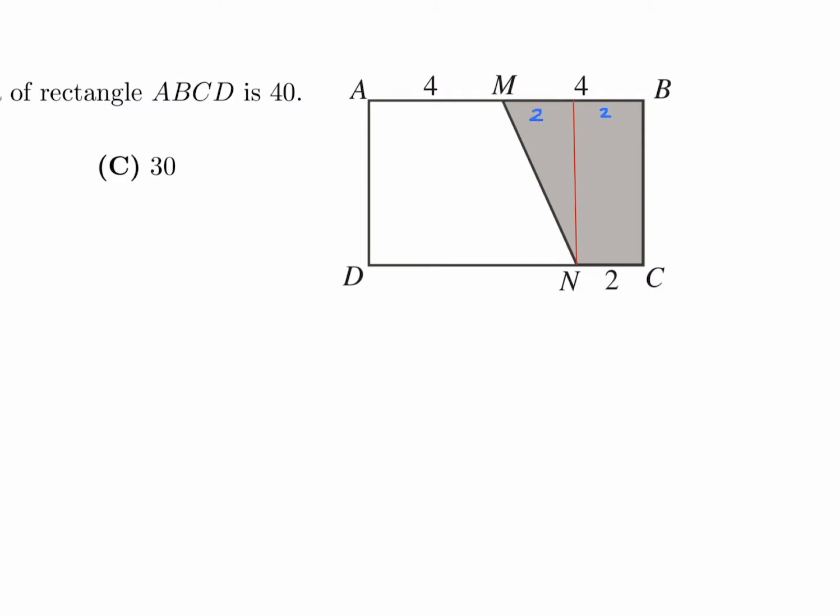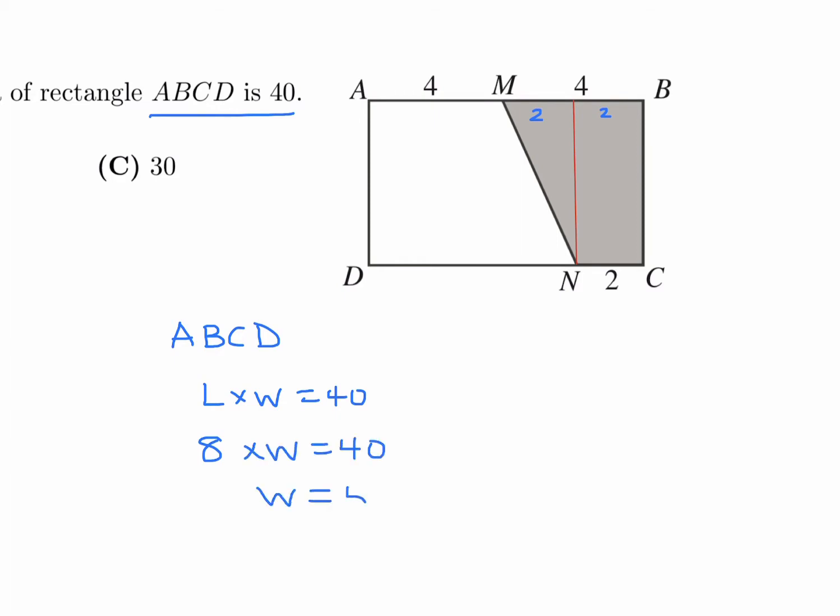And then we have to, of course, figure out the distance from B to C. We do that because they tell us that ABCD has an area of 40. So ABCD, that's a rectangle. So length times width is 40. The length is 8, right? From here to here is 8. Times width is 40. So dividing by 8, we get width is equal to 5. So that means BC is 5. So that's 5 and that's 5.